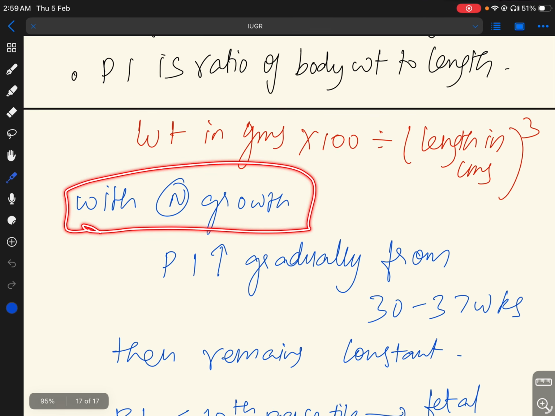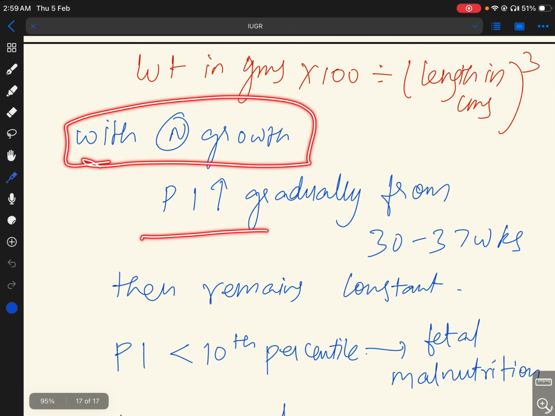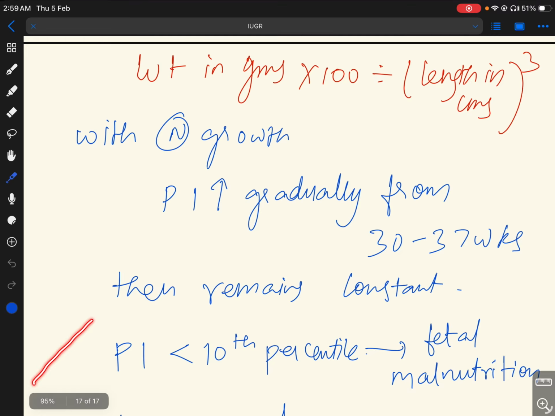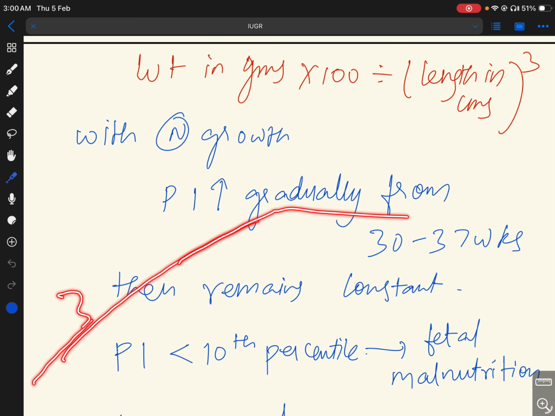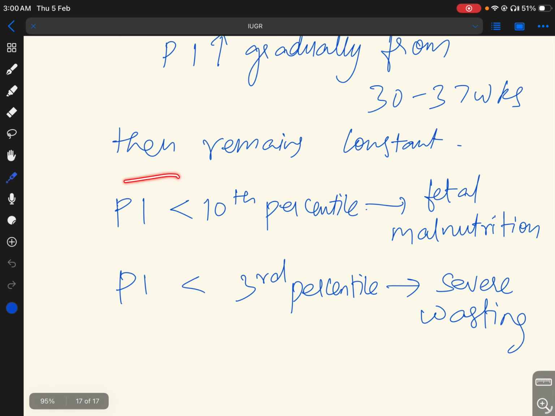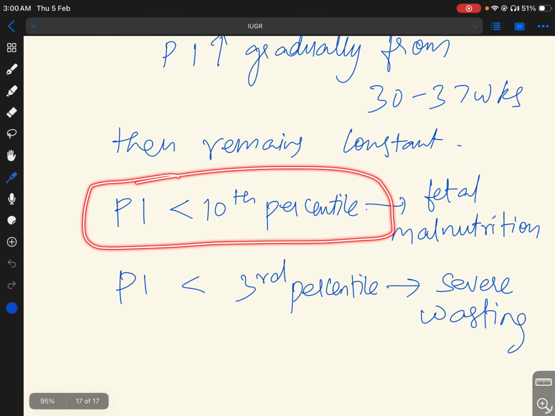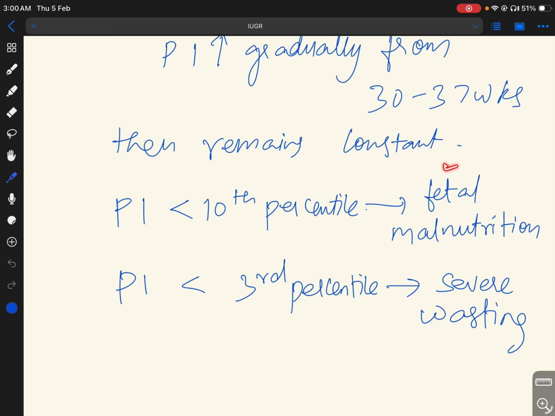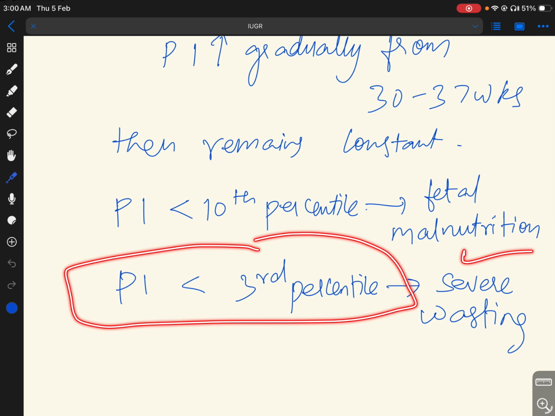With normal growth, PI increases gradually from 30 to 37 weeks, then remains constant. If PI is less than the 10th percentile, it denotes fetal malnutrition is present. If PI is less than the third percentile, it denotes severe wasting.